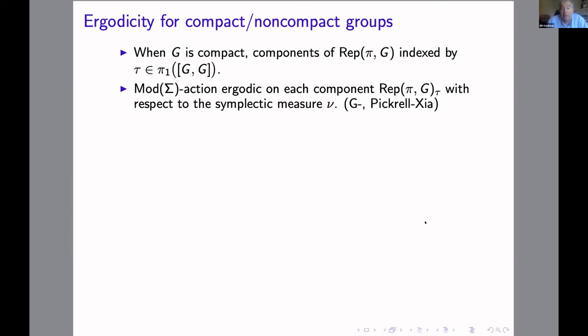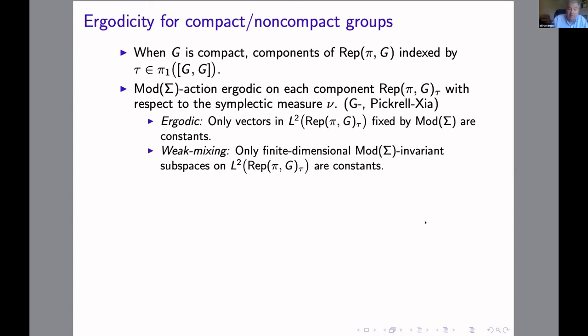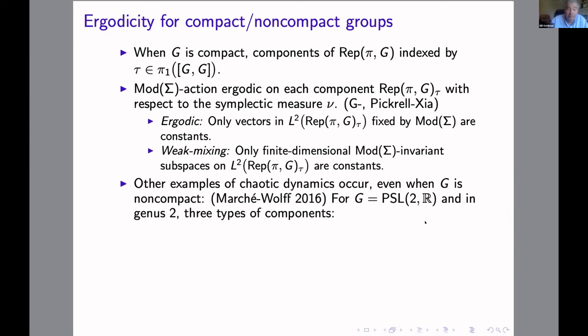The mapping class group action will be ergodic on each component of the representation variety when G is compact. I had proved this in the case of SU2, and then later this was generally proved by Doug Pickrell and Eugene Xia. Particularly, ergodicity implies a statement about representations of the mapping class group, that the only vectors that are fixed under the mapping class group are the constants, and a more general fact is that these actions are weak mixing. The only finite dimensional invariant subspaces inside L2 are the constants as well.